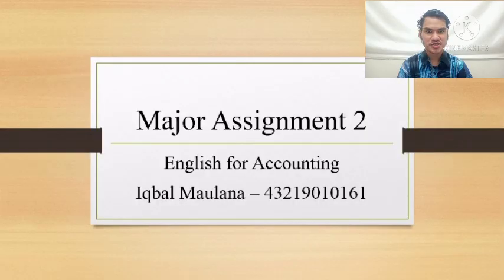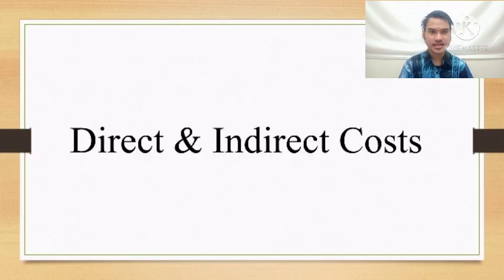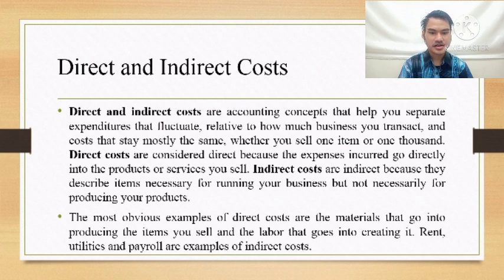Major assignment 2, English for Accounting. Direct and indirect costs. Direct and indirect costs are accounting concepts that help you separate expenditures that fluctuate relative to how much business you transact and costs that stay mostly the same, whether you sell one item or 1,000.